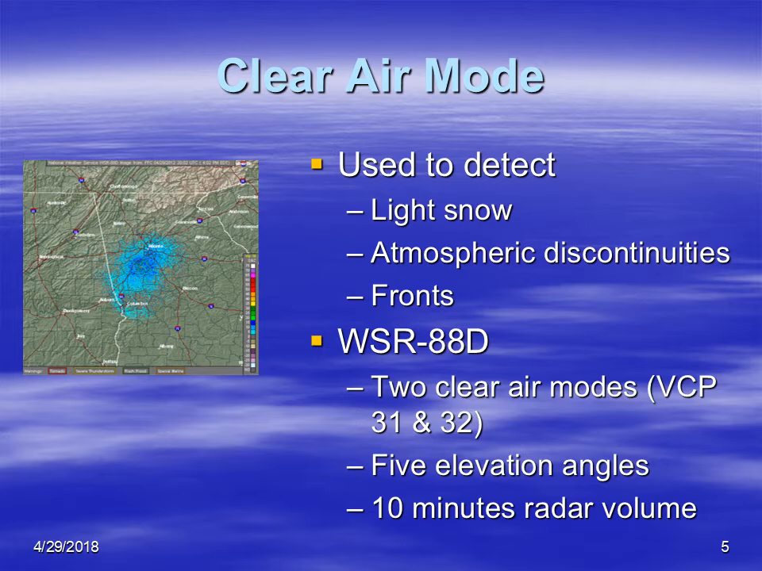So the WSR-88D actually has two different types of clear air mode. It's volume coverage pattern 31 and 32. These scan up through 5 elevation angles. They don't go very high, only approximately, I think it was about 4.5 degrees up, so not very high. And it takes a long time. Typically it takes 10 minutes for a complete radar volume in clear air mode because it's scanning very slowly.